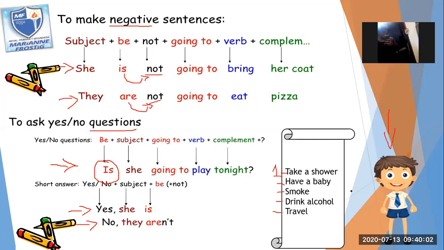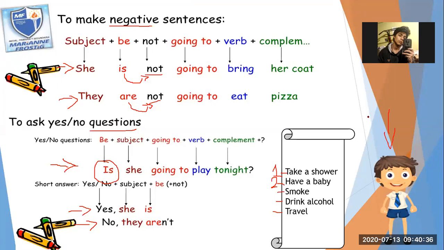Okay, Bruno. She is not going to take a shower. Very good. That's perfect. Now, volunteer number 2. Okay, thank you. And Valeria, number 3. Okay, Luis Angel, please. Number 2. Tell me number 2 in affirmative, please, Luis Angel.